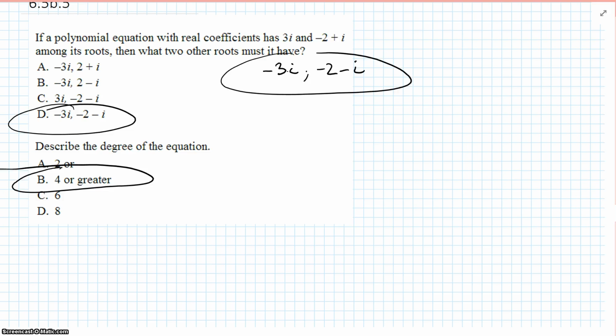That makes sense because if we know of 4 roots, the degree has to be at least 4. Okay, moving on.